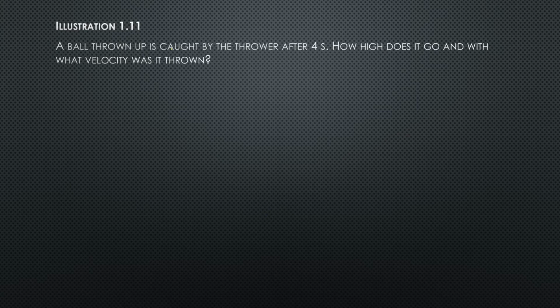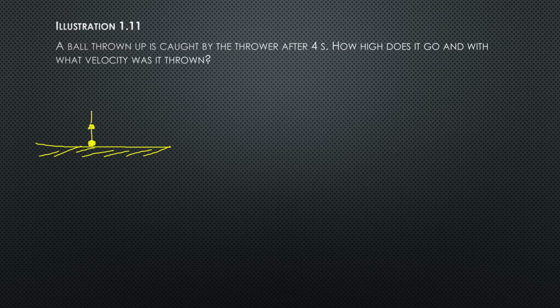So a ball is thrown up and is caught by the thrower after 4 seconds. How high does it go, and with what velocity was it thrown? So a ball is thrown up, let's say from ground level. Okay. So a ball is thrown vertically upward.